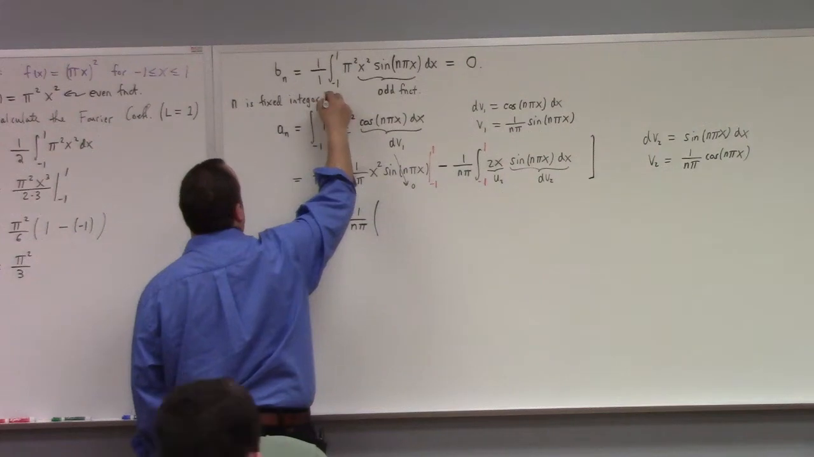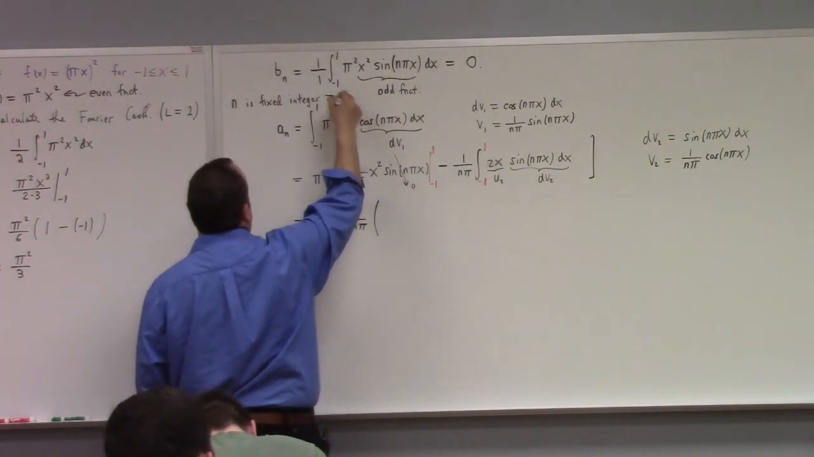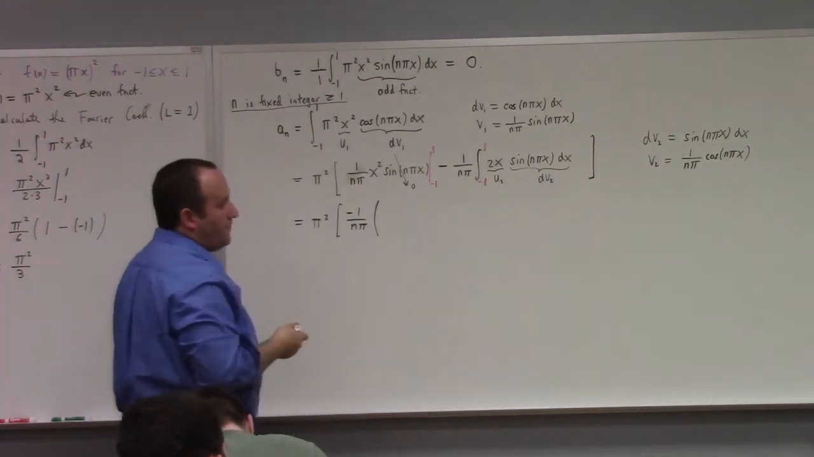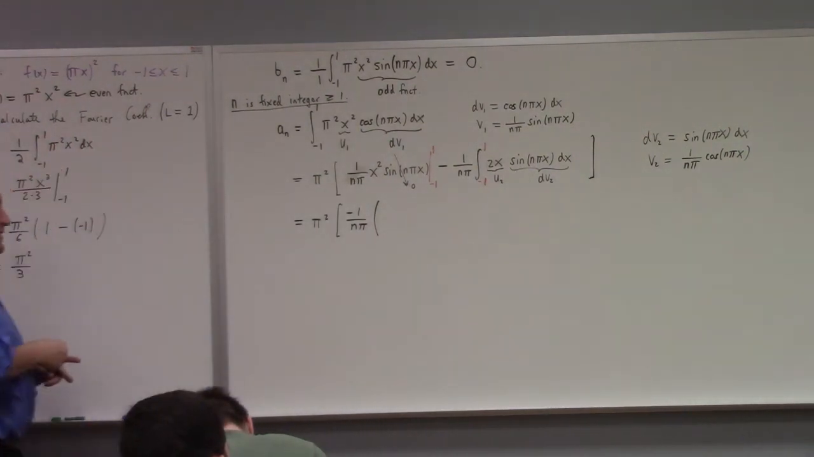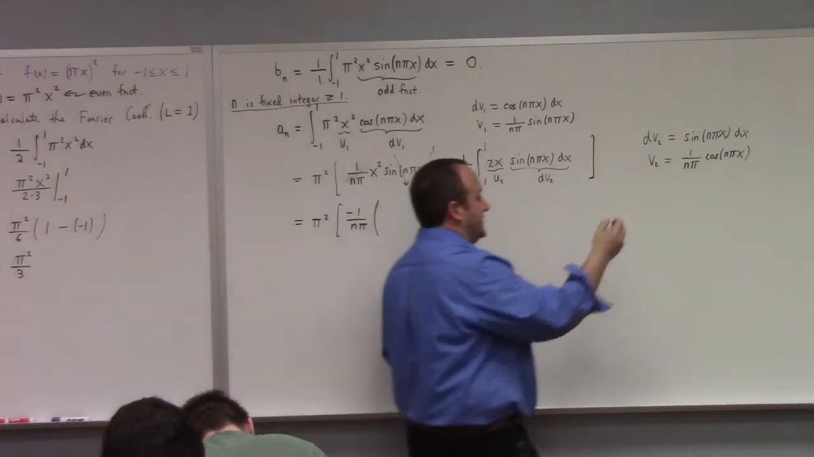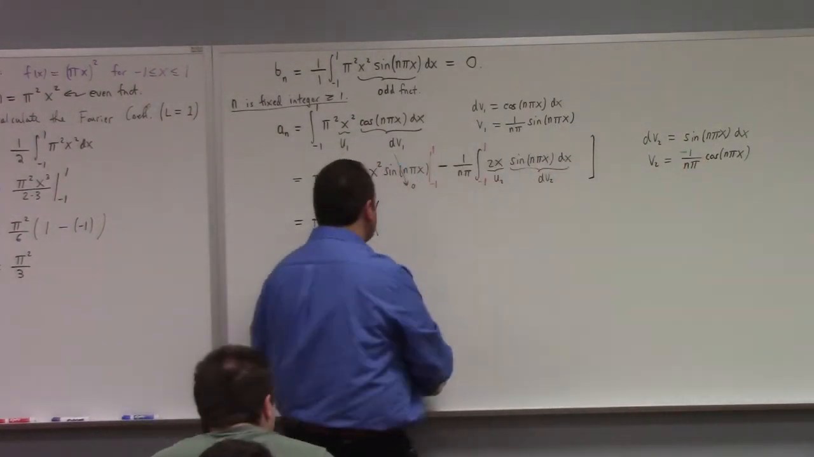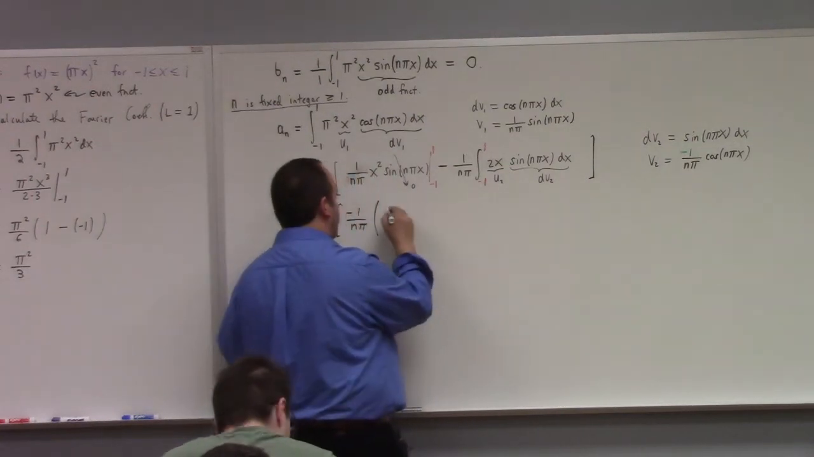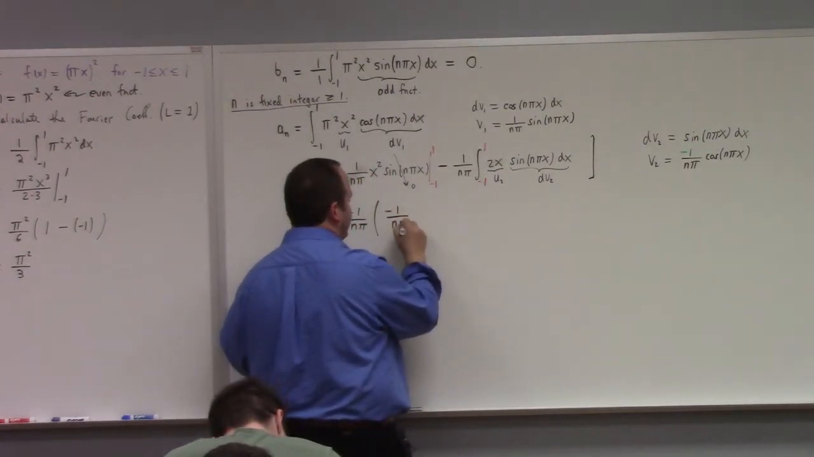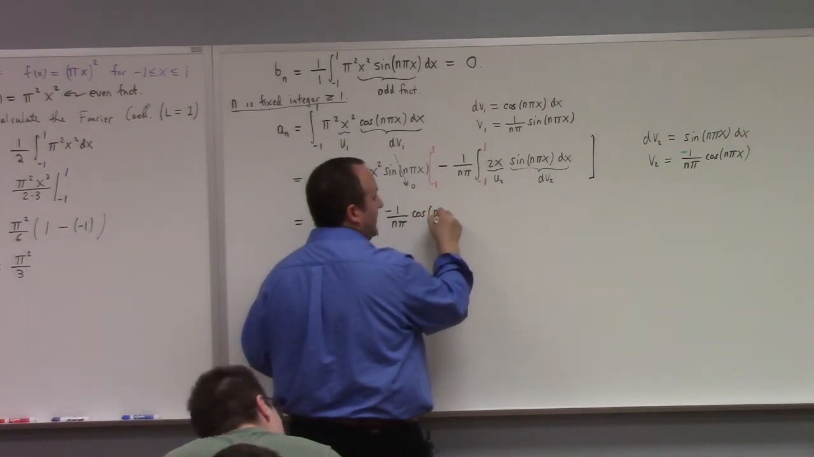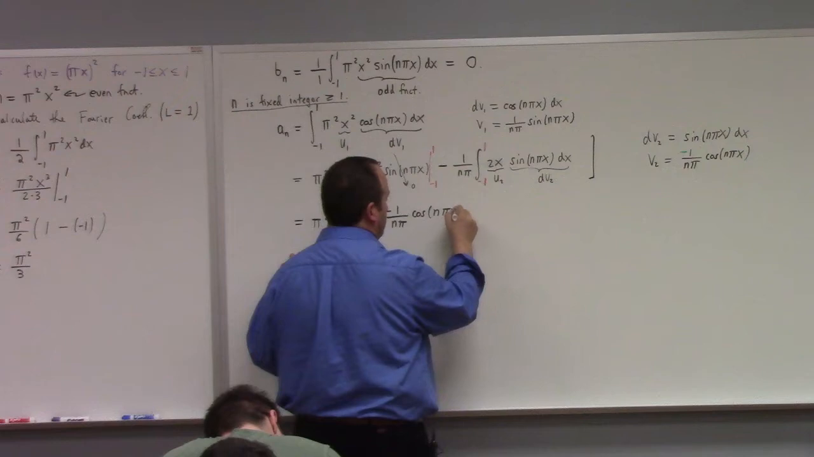More specifically, it's a fixed integer greater than or equal to 1. But as I was just saying, my v2 is not right, right? What am I missing? A minus, right? So, all right, we have minus 1 over n pi cosine of n pi x.